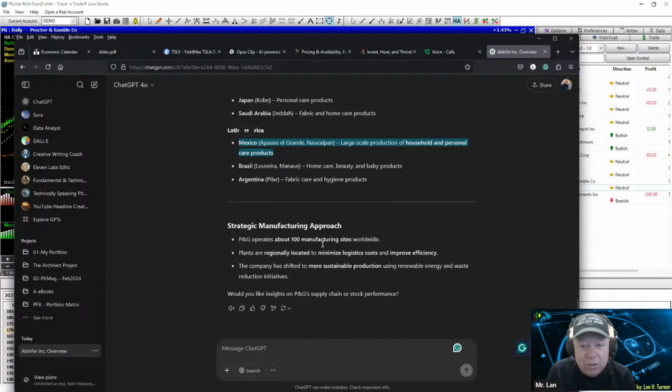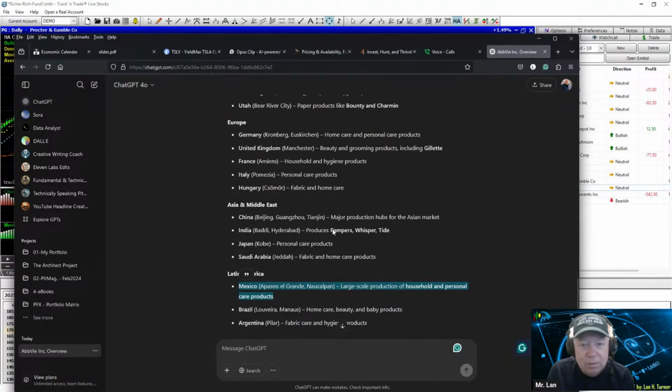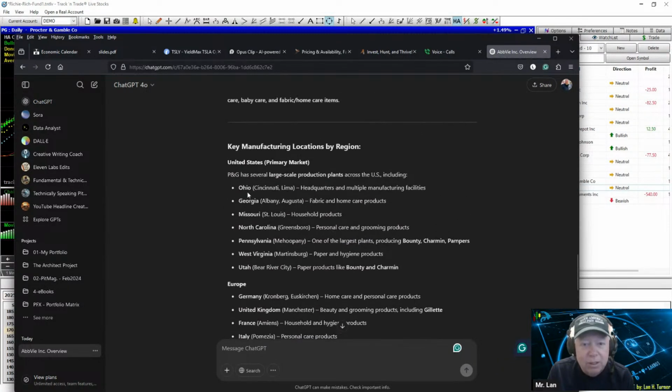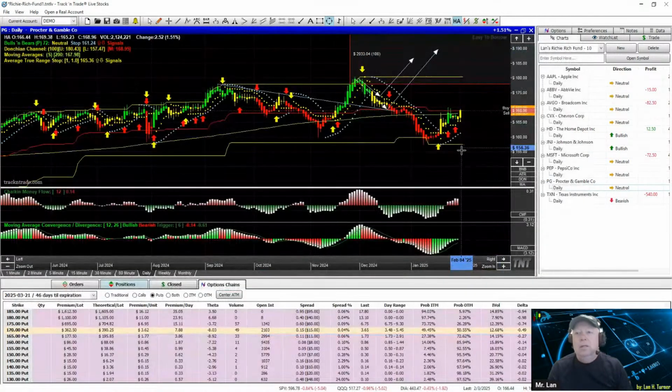Operates 100 manufacturing plants worldwide. Plants are regionally located to minimize logistics costs and improve efficiency. The company has shifted to more sustainable products using renewable energy and waste products. Mexico, large-scale production of household and personal care products. So a little bit in Mexico, but for the most part, look at all their factories in the US. Good for you, boys. Nice job, Procter and Gamble. All right, they're avoiding the tariffs, pretty much.